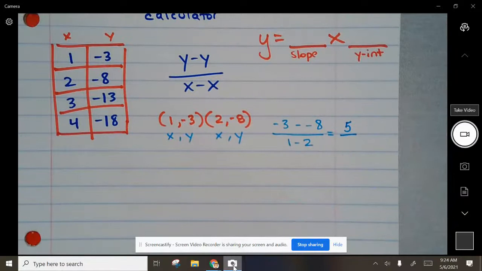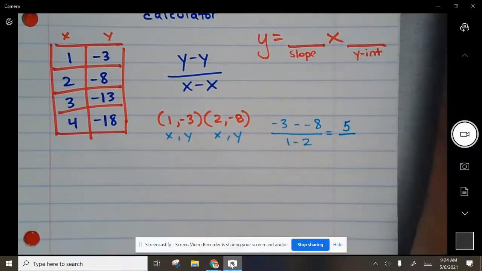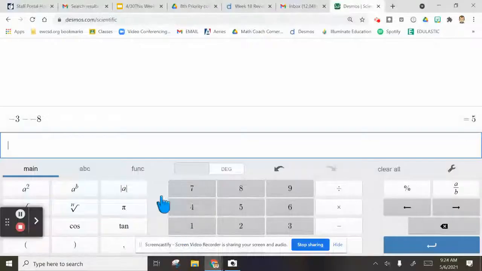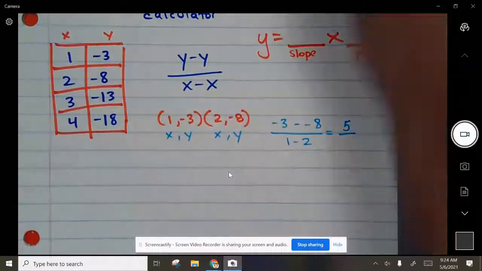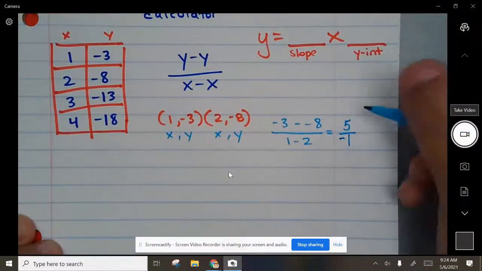Interesting. For this next one, you don't have to use a calculator. You should know 1 minus 2. But you know what? I hate that phrase, you should know. Let's do 1 minus 2, and just make sure we actually plug it in. Let's check our work. All right? And it's negative 1. So now you have a negative 1 on the bottom and a positive 5.